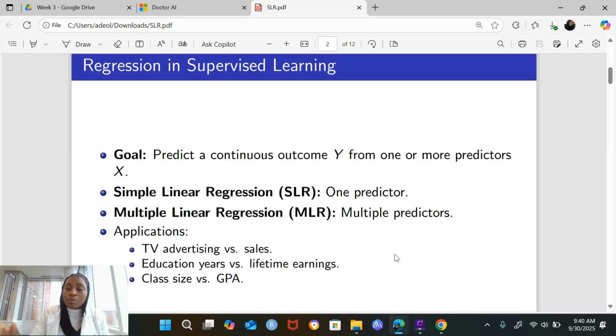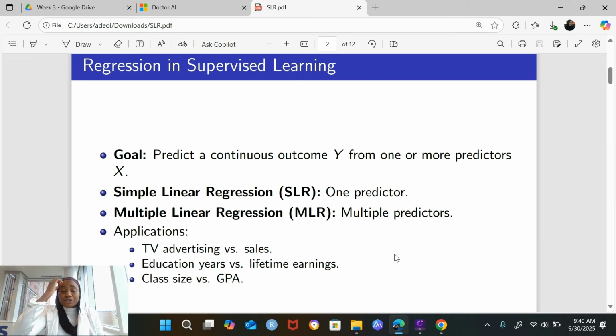Now, our choice of number of predictors breaks down into two. When we have a simple linear regression, it means that we have a single continuous outcome and a single predictor variable. And when we have multiple linear regression, it's talking about having multiple predictor variables on a single continuous outcome variable. I hope that is clear enough.